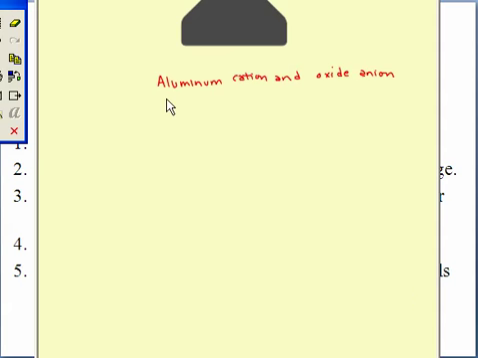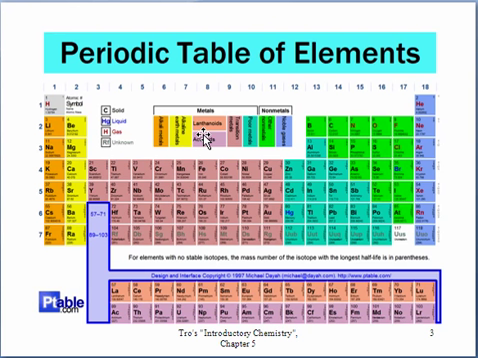Okay, so we're going to look at writing the formula between the aluminum cation and the oxide anion. Okay, so let's look at a periodic table and see what the charge of these two are going to be. Let me write down the formula first, or the symbol first. We'll learn later why this is called oxide, but we know oxide is going to stand for oxygen at this point, if for no other reason than you're taking my word for it. And here's the symbol for aluminum. So let's look at the periodic table and see what our charges should be.